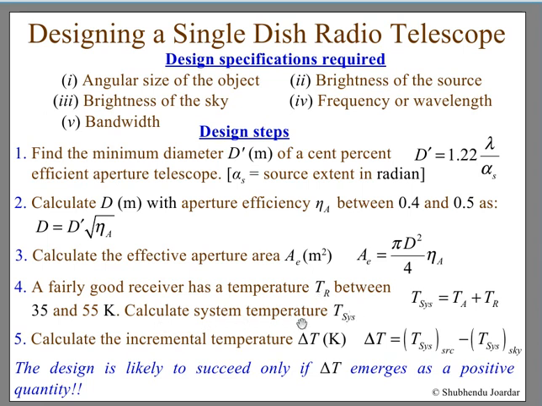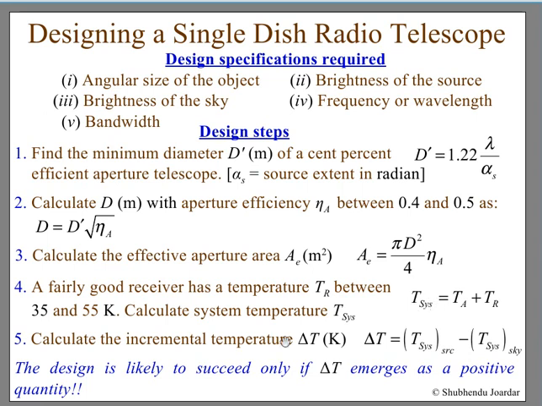So now you calculate the system temperature. System temperature is equal to antenna temperature plus receiver temperature. Note that this antenna temperature is the cold sky antenna temperature, that is, when your antenna is pointed towards a cold sky. So when you go to a hot object, this will increase, and this entire thing will increase, and you will be able to see a change in the system temperature.